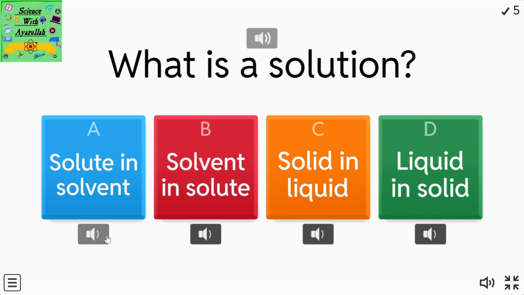What is a solution? Solute in solvent. Solvent in solute. Solid in liquid. Liquid in solid.